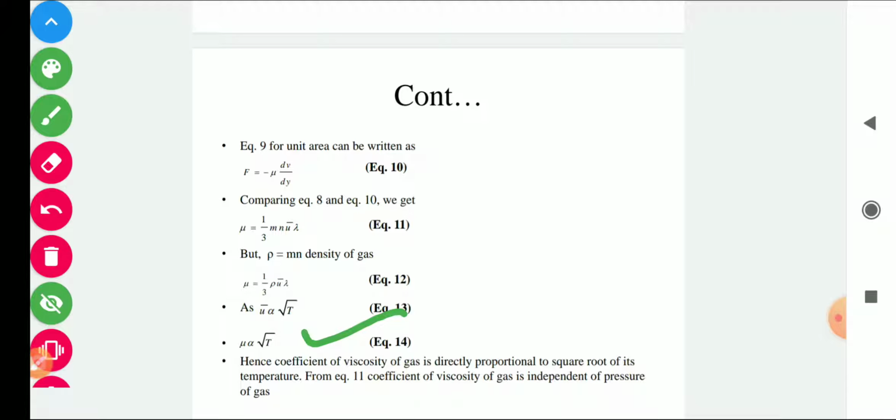So from equation 11, the coefficient of viscosity of a gas is independent of the pressure of the gas. In this equation, if you can see, the final equation derived for calculation of viscosity is independent of pressure. This is equal to 1 by 3 m n u bar lambda. So it's independent of pressure and dependent on temperature, and the dependency on temperature is directly proportional to the square root of the temperature.